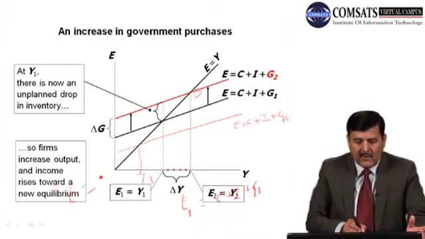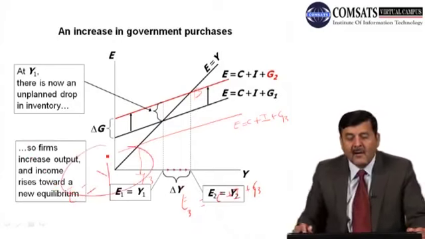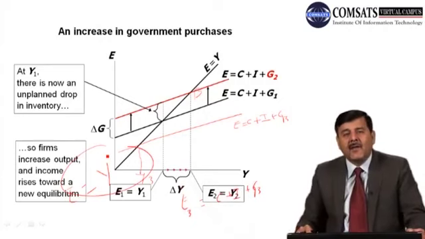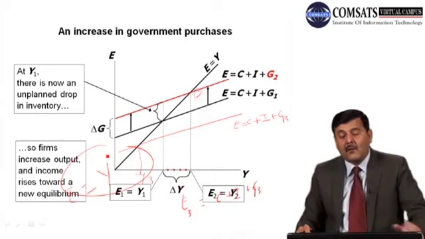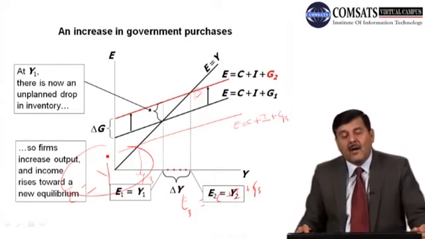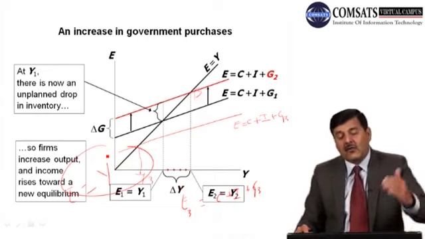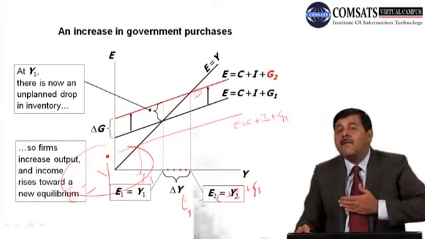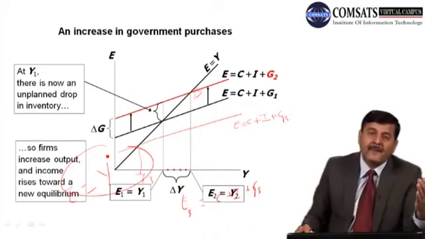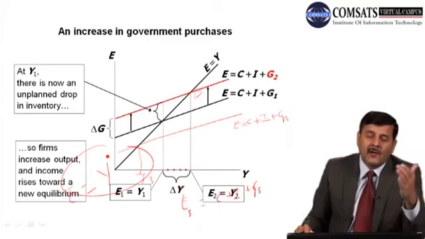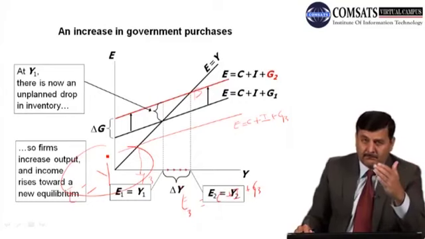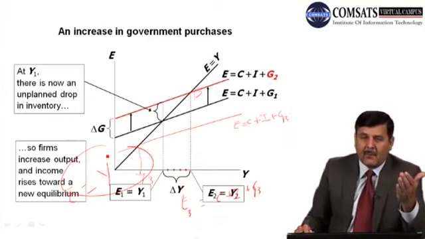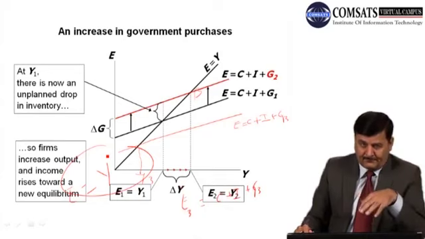E is equal to Y. So this is the equilibrium condition in the economy, where planned expenditure of the economy is equal to the income level of the economy. Now whenever there is a change or shift in the expenditure curve, there will be a change in planned inventory.